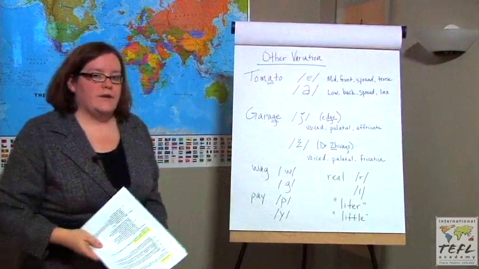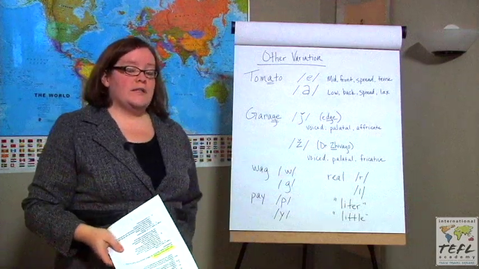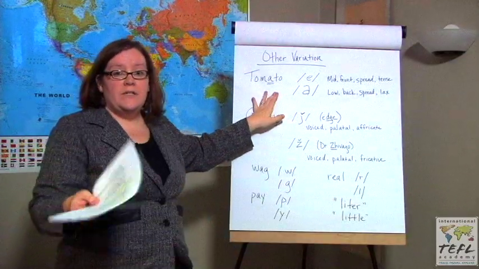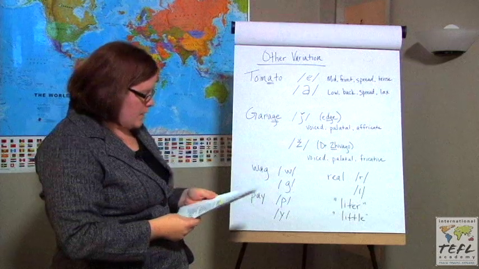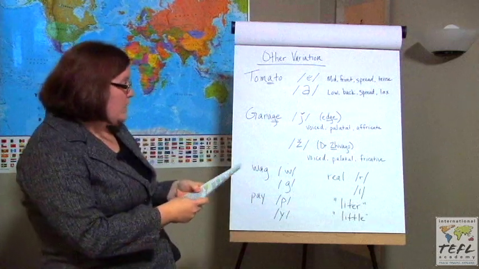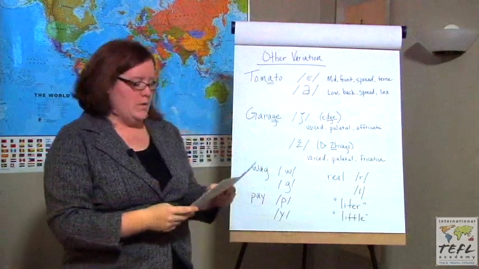Let's look at some other variations. So these are different ways that students can choose to pronounce words. So the word tomato, some of you teachers might say tomato. So let's look at these differences. In the word tomato, that's what this first one is, the A sound, tomato.